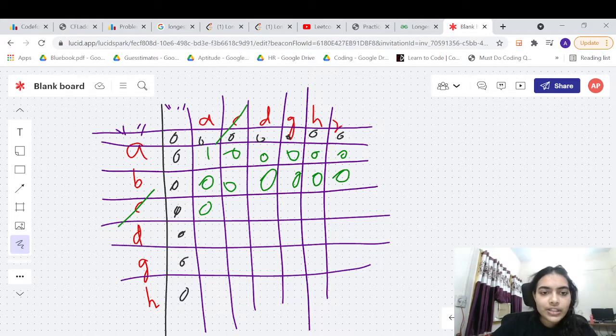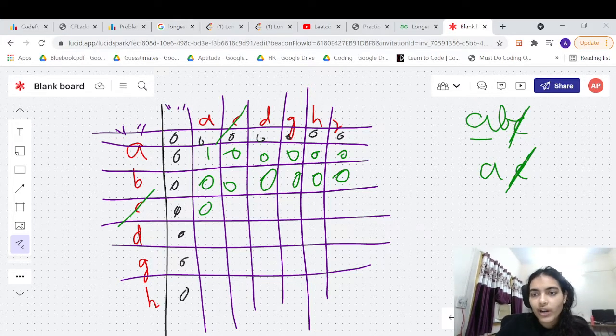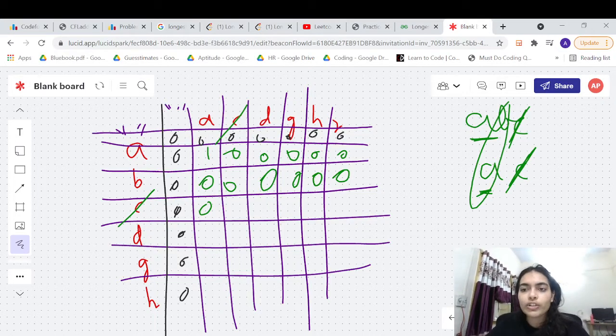The answer for this, you will have to look at this diagonal box. We had ABC and we had AC. C and C was matching. You will have to look in the remaining substring whether this block is also continuous, whether this block is also matching.